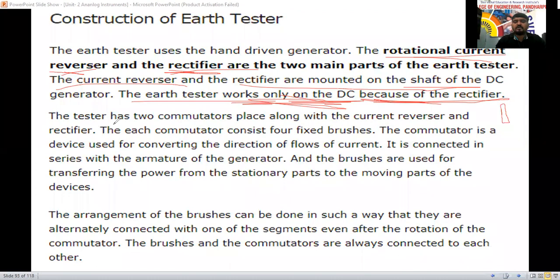The earth tester has two commutators placed along with the current reverser here now. There are two commutators which will be placed along with the current reverser and the rectifier. Two commutators means two current reversers are also there and two rectifiers are there here. Now the earth tester has two commutators placed along with current reverser and the rectifier here. So each commutator consists of 4 fixed brushes here.